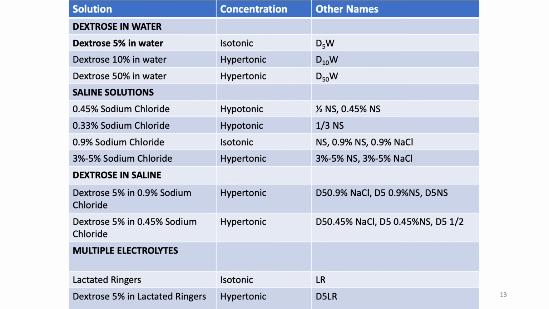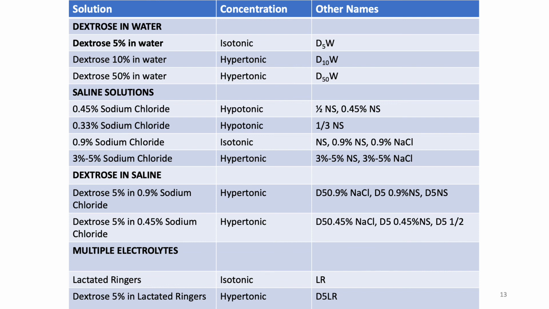Then the other solution that's considered isotonic is dextrose 5% in water. It's isotonic in nature, but when you actually give it, the dextrose within the solution is metabolized quite quickly by the body, and then it becomes more of a hypotonic solution. I didn't mention this, but the percentages that you see are the number of grams of the solute per 100 milliliters of fluid. And if something has potassium, it's measured in milliequivalents per liter.